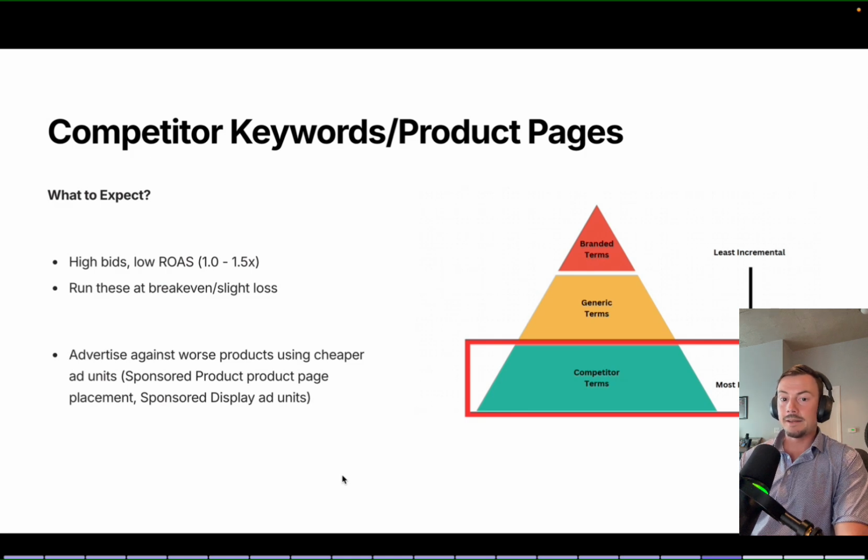Now, one key tip I like to use is I like to use cheaper ad units. Typically, sponsored products, product pages tend to be pretty cheap. And then sponsored display ad units tend to be cheaper than the traditional sponsored product atop a search placement and the sponsored brand placement.